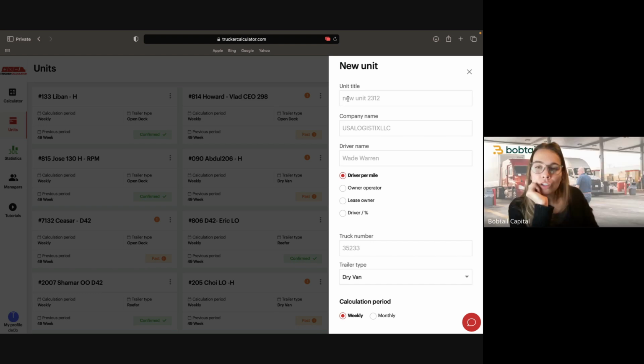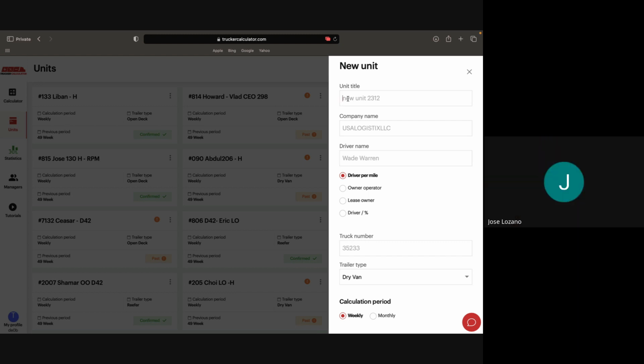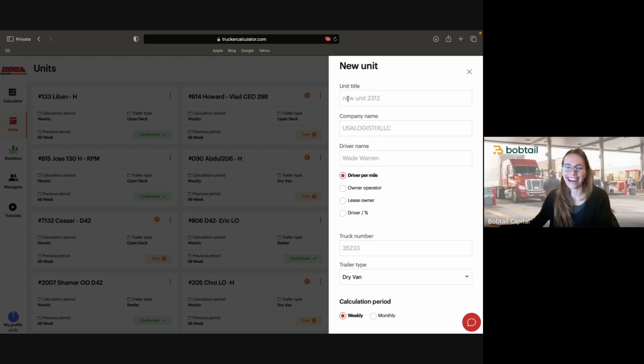Excellent. So if you were going to give your power only unit a name, do you have a name for your truck? I'm so curious. Yeah, Tinieblas. Tinieblas. That's awesome.